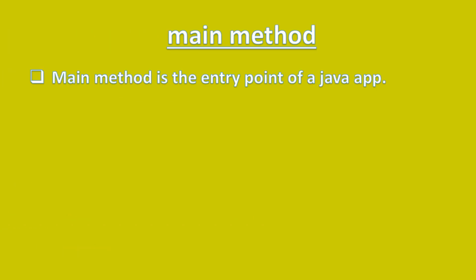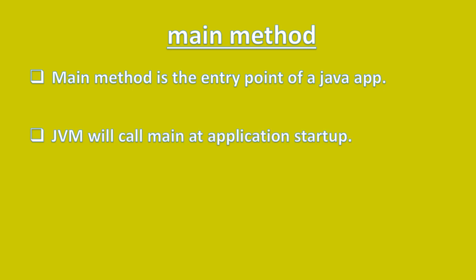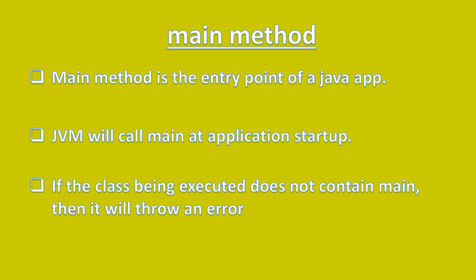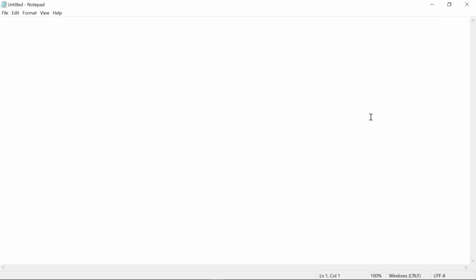Main method is the entry point of a Java program or a Java application. When a single program is run, main method is the first method that is executed. If a class does not contain main method, then it cannot be executed and Java Virtual Machine or JVM will throw an error. Let me show you.